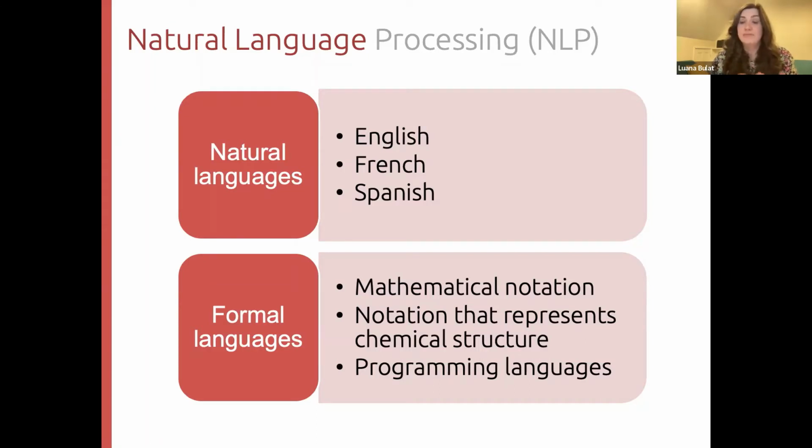And these tend to have a very strict syntax. So for example, notation that mathematicians use is a formal language that is particularly good at denoting relationships between numbers and symbols. Chemists use a formal language to represent the chemical structure of molecules. And of course, programming languages are formal languages that have been specifically designed to express computation.